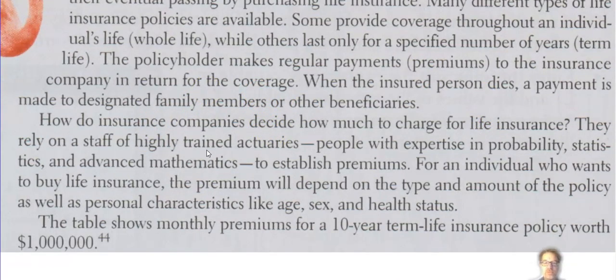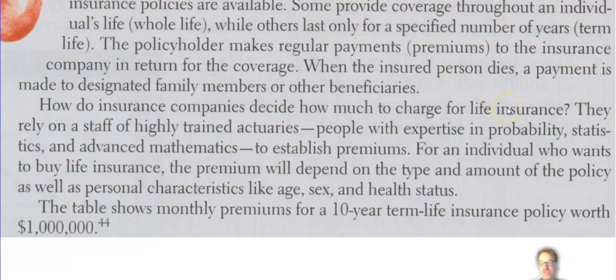So how do insurance companies decide how much to charge for life insurance? They're not doing this for free. They need to make money. So their goal is that you will pay money and not die. That's their goal. And then you have to get a new insurance policy later. So they rely on a staff of highly trained actuaries, people with expertise in probability, statistics, and advanced mathematics, to establish the premiums. For an individual who wants to buy life insurance, the premium will depend on the type and amount of the policy as well as personal characteristics: age, sex, and health.